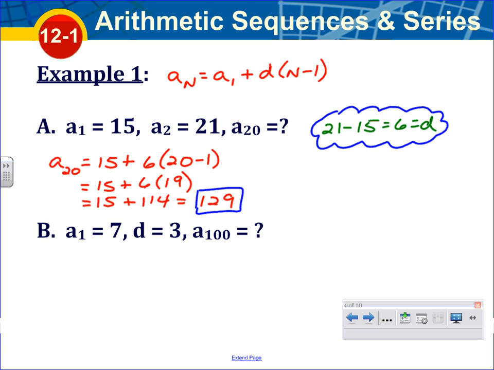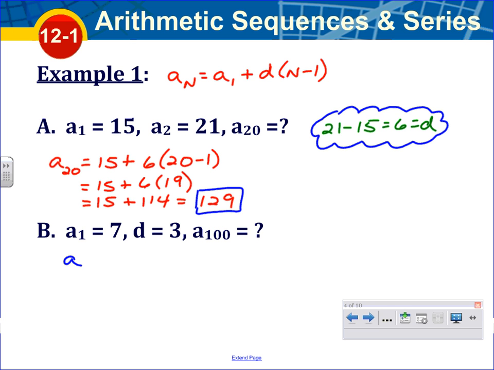All right, in B, same idea here. We're asked to find a sub 100, which is a heck of a lot harder if you actually want to list all of your numbers and add 6 to each thing as in A and then go to the 20th term. Some people like to do that. I find that completely annoying, and that's why these formulas exist. So in this case, I don't have to find d. They're telling me how I get from one term to the next, so I don't need to find that value.